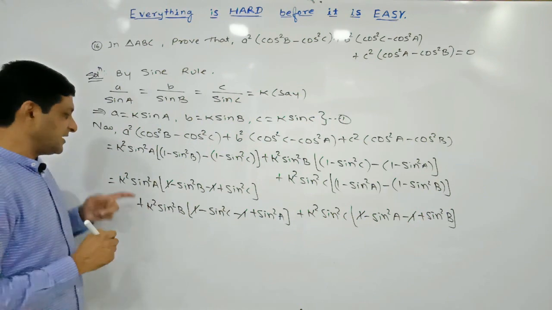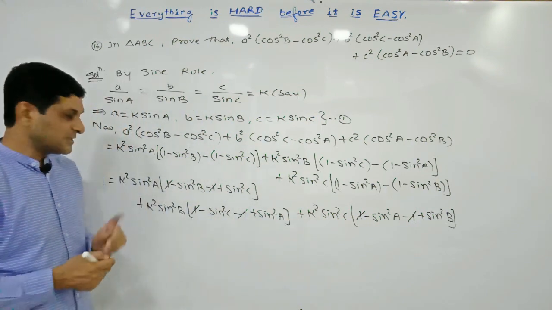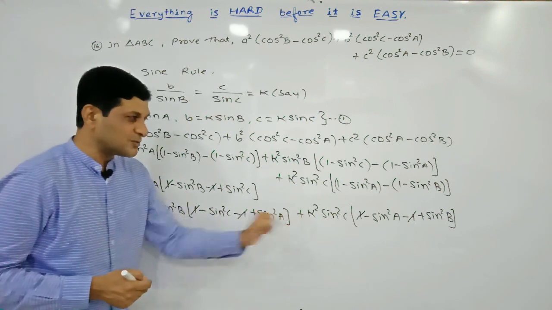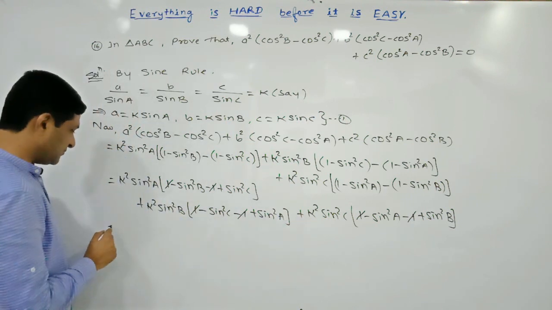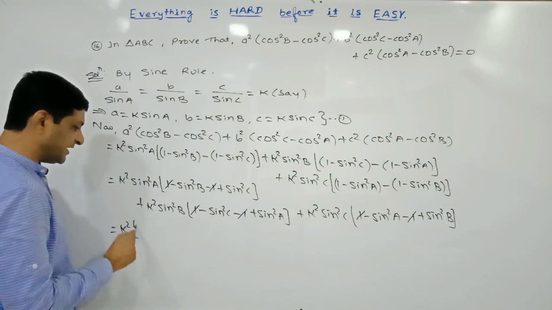Observe these 3 terms very carefully. This is the first term, this is the second term, this is the third term. If you observe all the terms, can I take k square common from these 3 terms? Yes, we are able to take k square common from all the 3 terms.